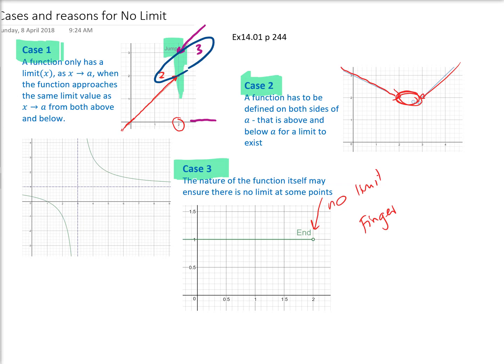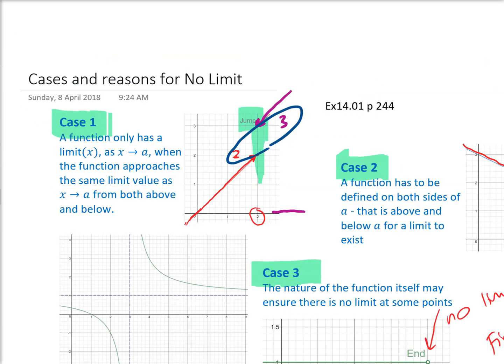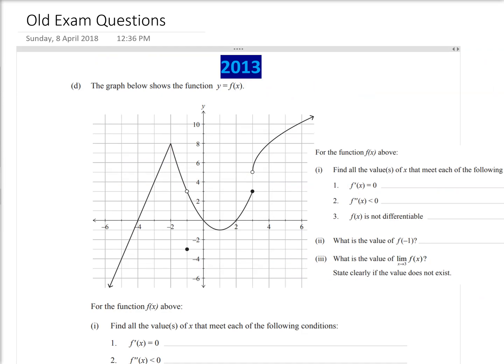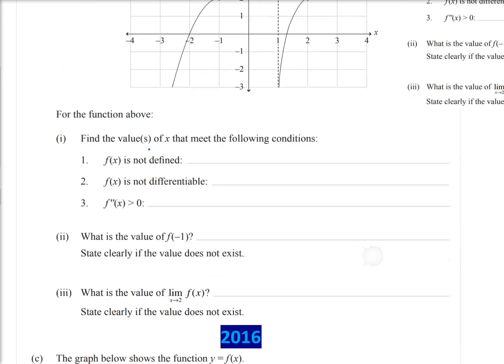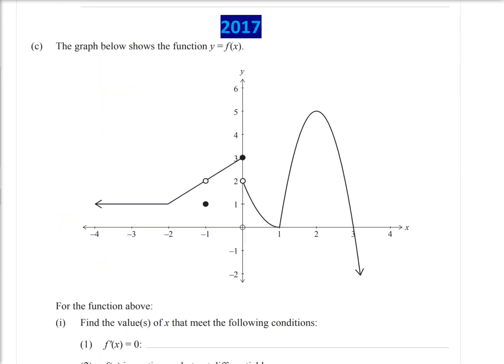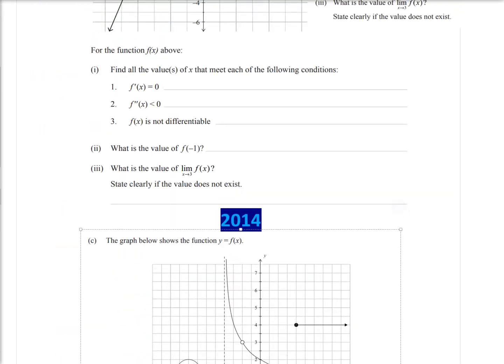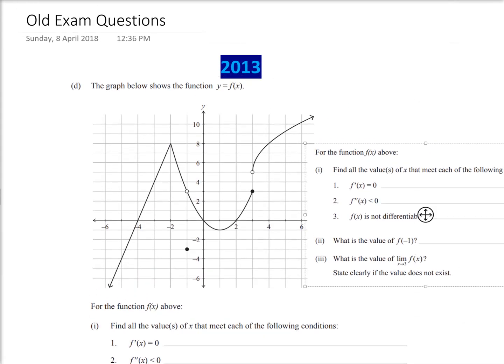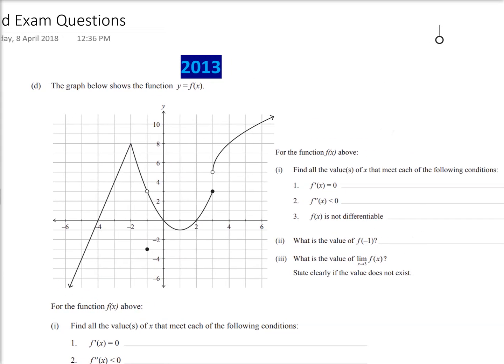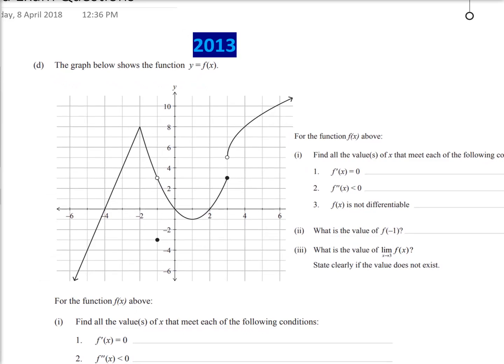The reason why we're going through this stuff is there are lots of different exam questions, and if I look through here, there's 2013, 14, 15, 16, 17, 18, you probably get the gist. There's going to be a question like this, and this is a really good way of making sure you know what you're doing. So the questions that you get asked are: what's the limit, what's the value, is it differentiable, where does the gradient equal 0, and where is the second derivative less than 0.